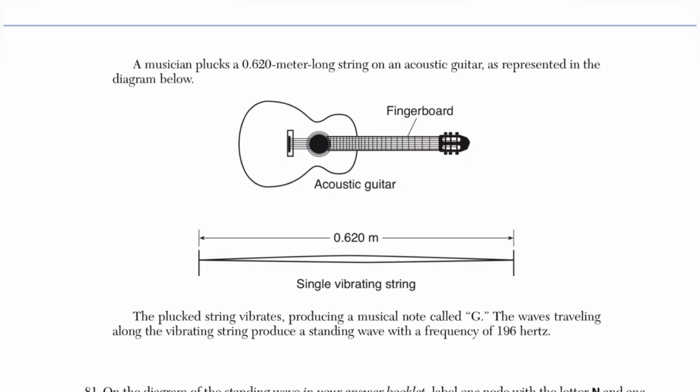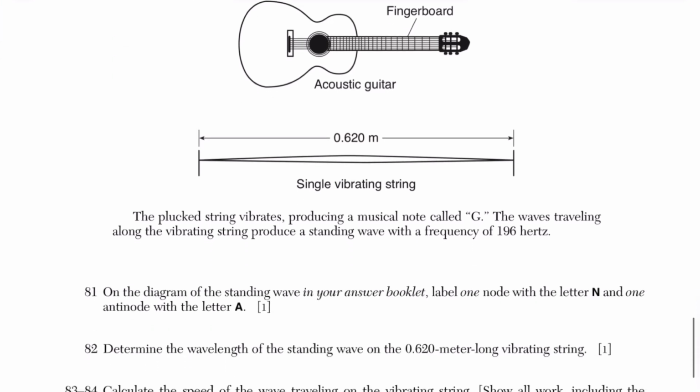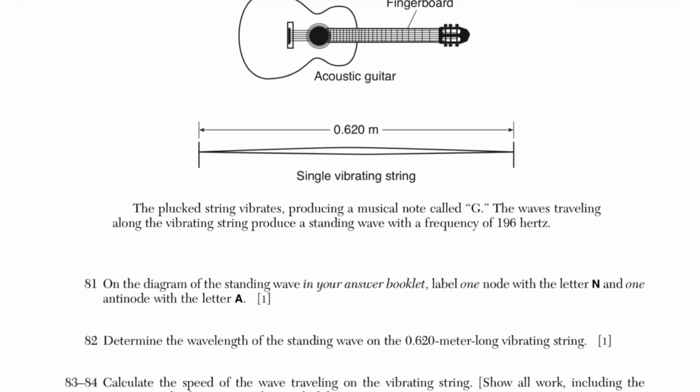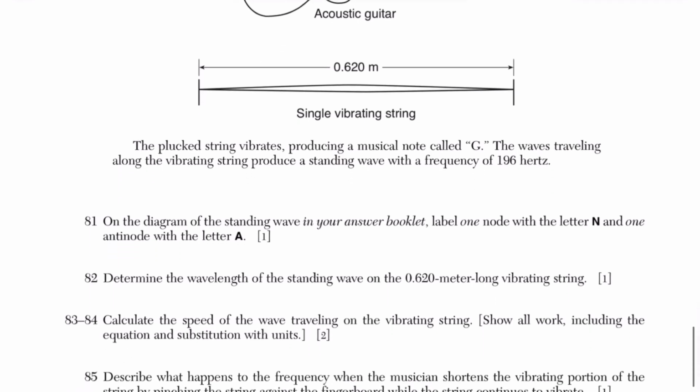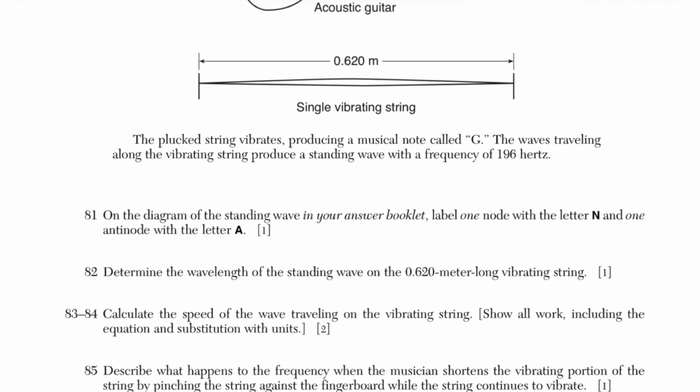Number 4. A musician plucks a 0.62 meter long string on an acoustic guitar as represented in the diagram below. The plucked string vibrates, producing a musical note called G. The waves traveling along the vibrating string produce a standing wave with a frequency of 196 hertz. On the diagram of the standing wave in your answer booklet, label one node with the letter N and one antinode with the letter A.